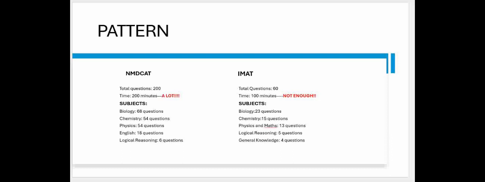For IMAT, physics and maths do have a lot of questions now. There used to be 5 and 5 for both, but now there are more than that. We don't have maths in MDCAT. Physics and maths are important, but logical reasoning and general knowledge are more important. If you have solved the questions, you would know that most of the students struggle with those more than physics and maths. Then for MDCAT, we do have English and then logical reasoning, and in IMAT we have logical reasoning and general knowledge.